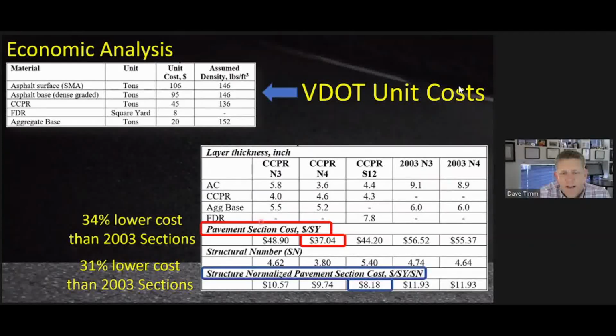And if we normalize the data for how much we get per structural number, if we put it in that context, then this one comes out the cheapest at $8.18, and a pretty good savings there as well, 31% less expensive.